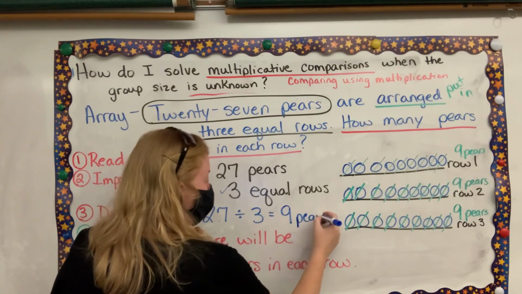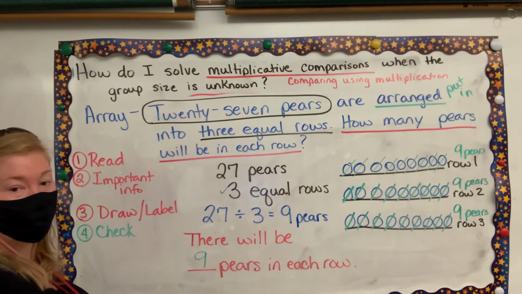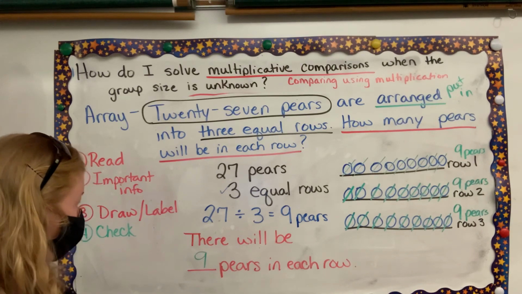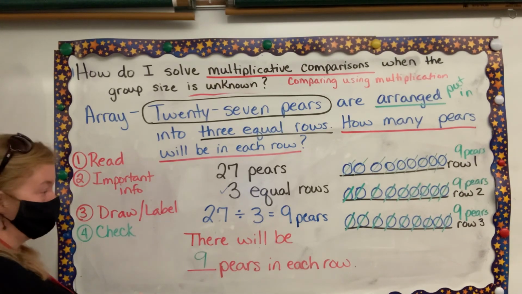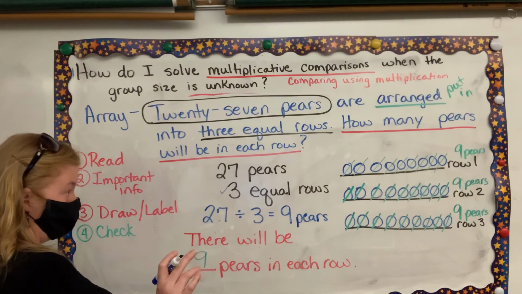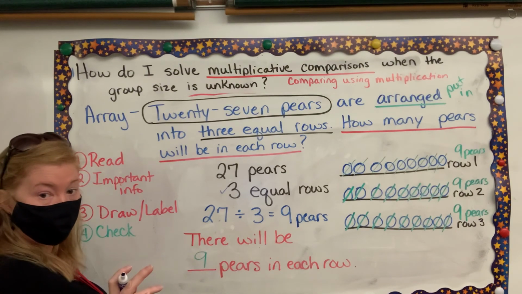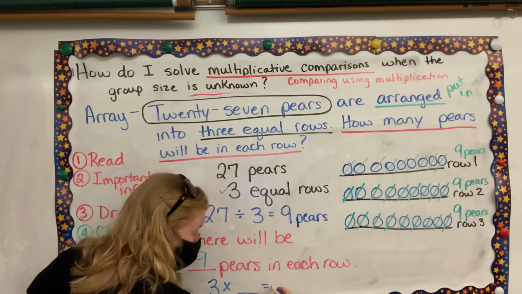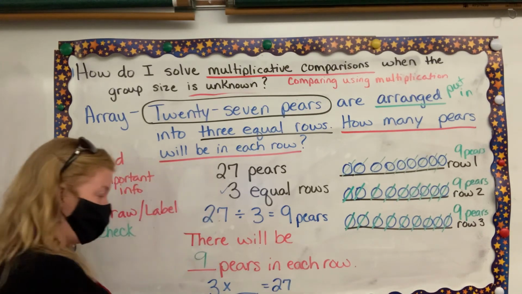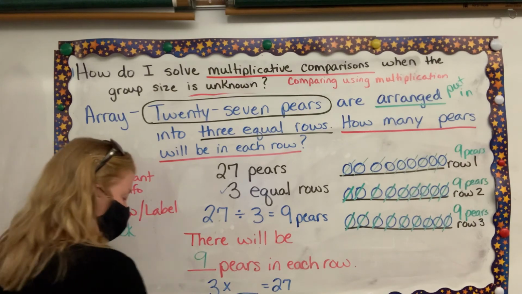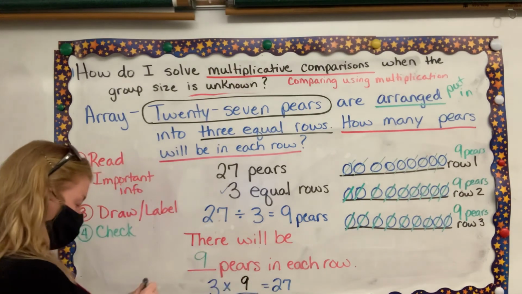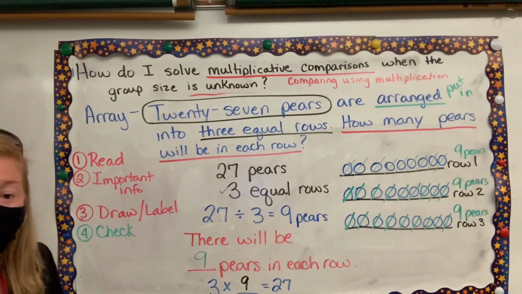What would be my multiplication sentence, though? This would be a division sentence. What would be my multiplication sentence? Lanaya. 3 times 9. 3 times something equals 27, and now we know what that something is. It's 3 times 9. All right. How are we feeling about this one?